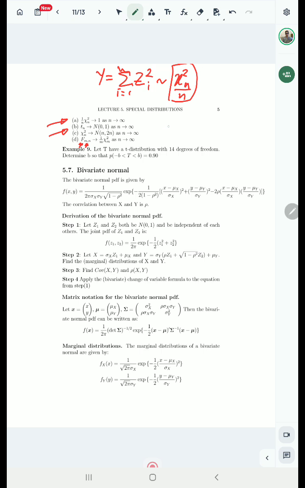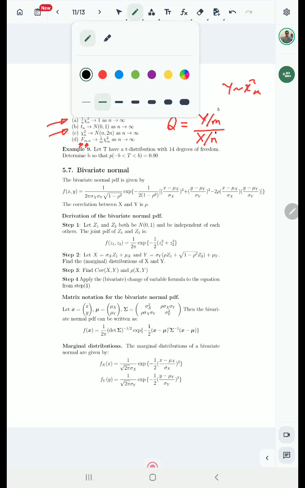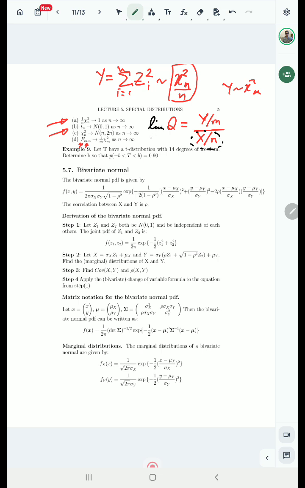Let me write it here. We said that Q is a ratio of two chi-square random variables, each normalized by its respective degrees of freedom. Let's say Y is distributed chi-square with m degrees of freedom, and we divide it by m. Another chi-square random variable X, we divide by its degrees of freedom n. Once n goes to infinity, the denominator is going to approach 1, by the first property. The overall result approaches Y over m, a chi-square distributed random variable normalized by its degrees of freedom. So the result is going to be chi-square. That is kind of simple, isn't it?